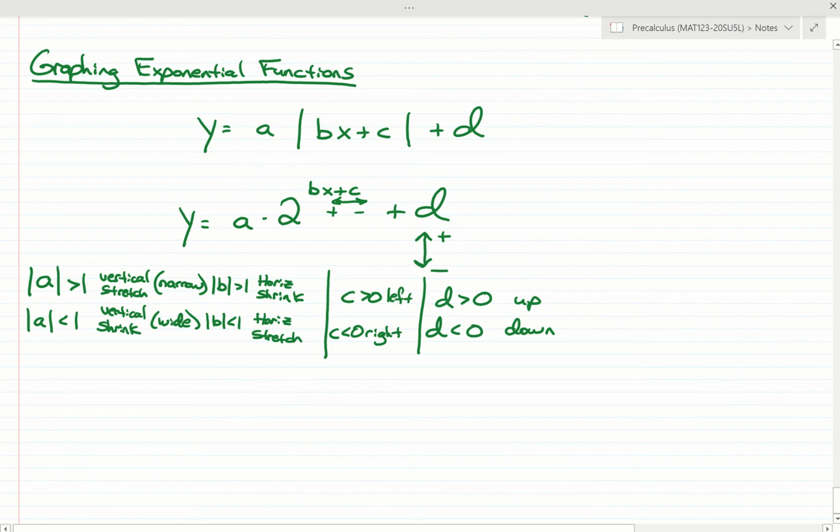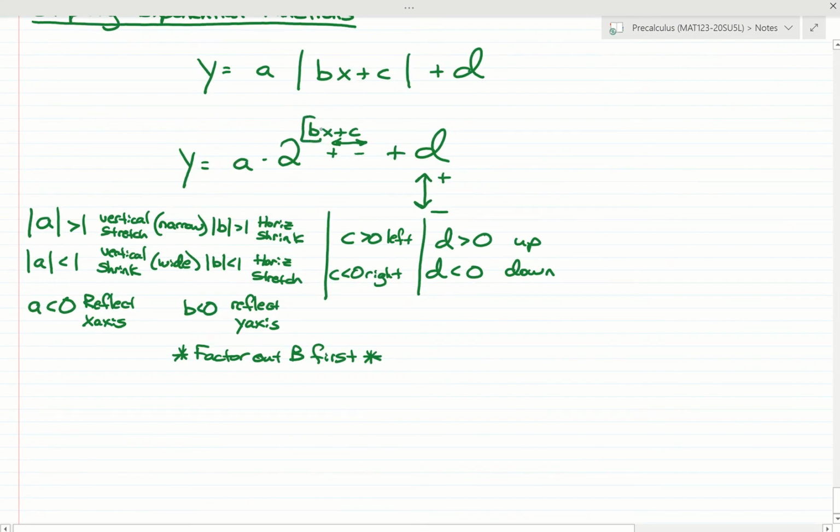If A was negative, we would reflect over the x-axis, and if b was negative, we would reflect over the y-axis. One other thing I just want to point out with b is, just like before, you always want to factor out b first. That way it gives us a better idea of if it moves left, right, and by how much. So you always have to make sure that you factor out b first if that is there.